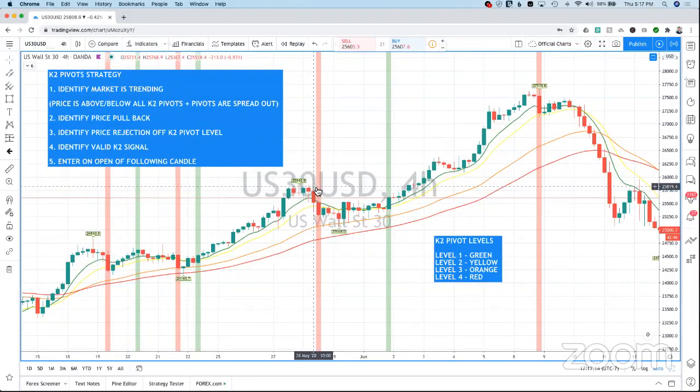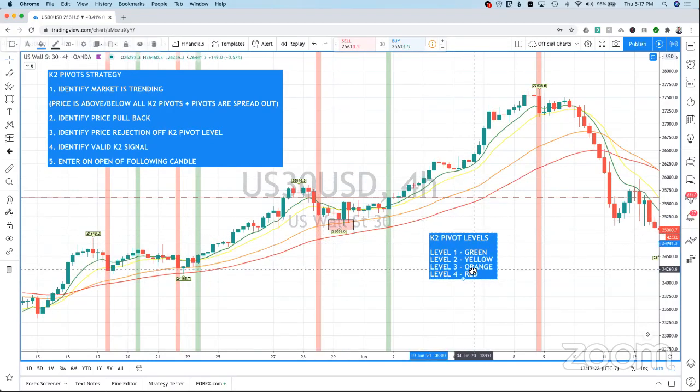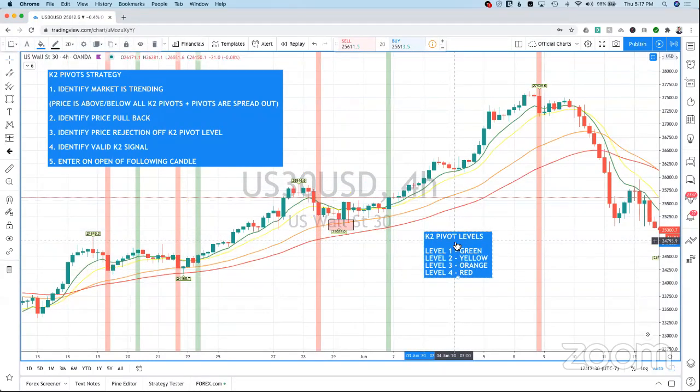Let me just delete this real quick. You can see right here, price came down. This is the low point of the pullback. So price came down, pulled back, rejected off the level 3 pivot level, which is orange. So that's one of the higher pivot levels. If price rejects off that level, that identifies that price is rejecting and then it's going to be correcting back to the overall trend. As you can see right here, price rejected and then shot up a little bit and then consolidated a little bit right here sideways.